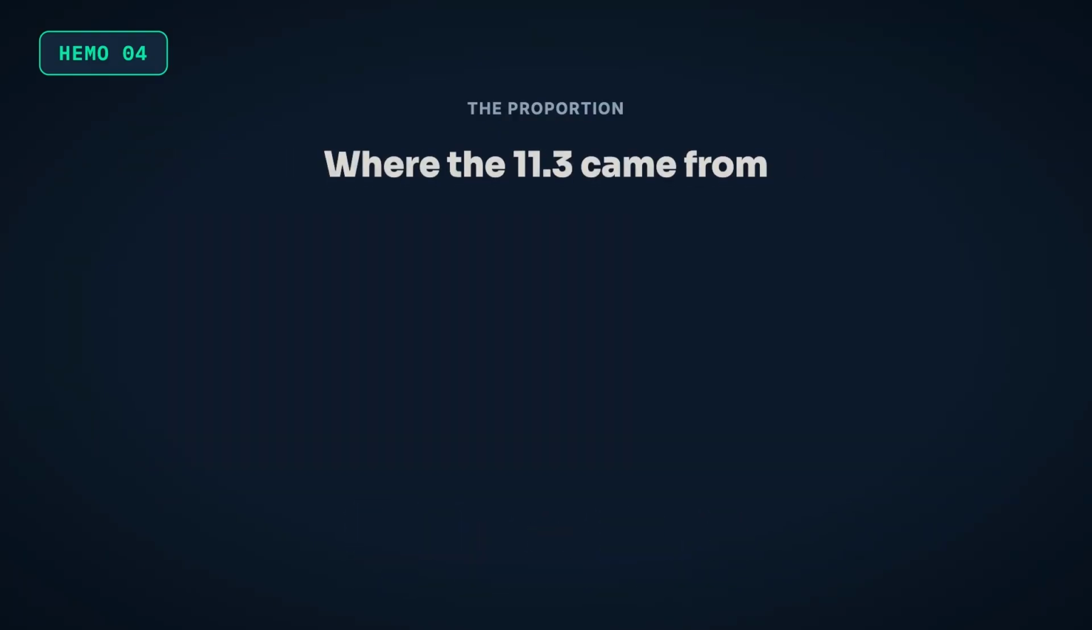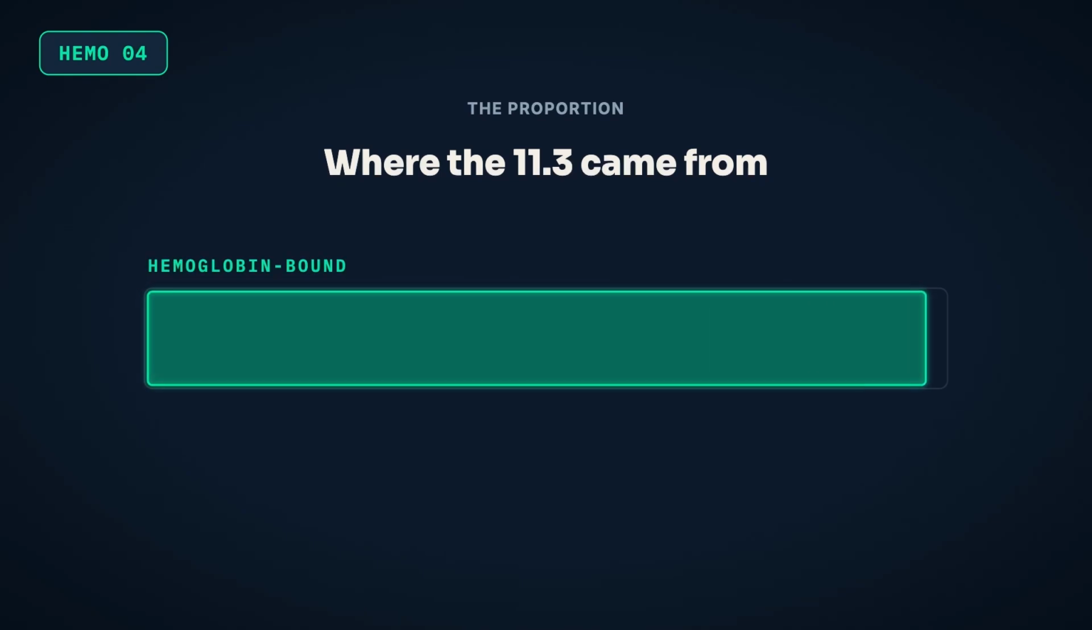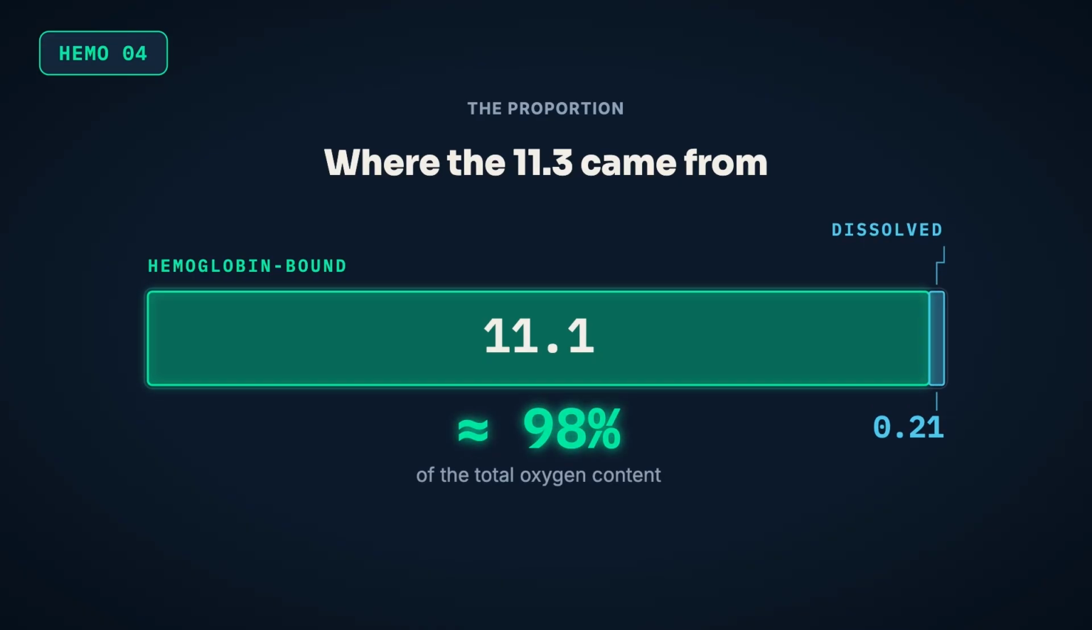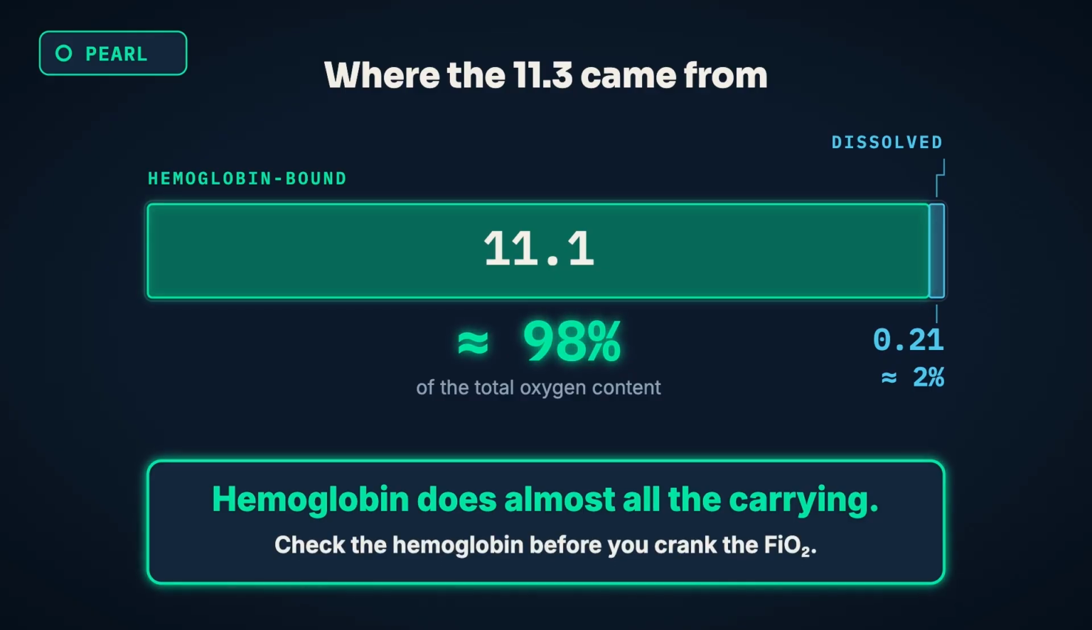Look at what just happened. 11.1 came from hemoglobin, and 0.21 came from dissolved oxygen. Hemoglobin did essentially all of the carrying, about 98% of the total. That dissolved sliver barely moves the number at all. Pearl. Hemoglobin does almost all of the carrying. If so much oxygen delivery is in question, check the hemoglobin before you crank the FiO₂.